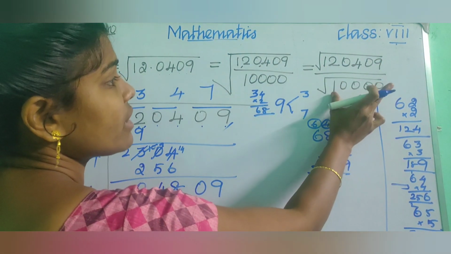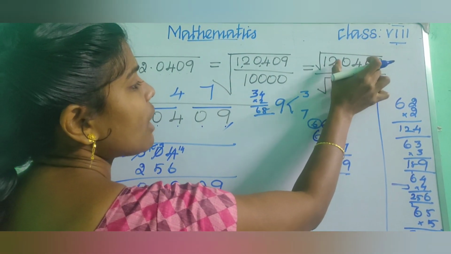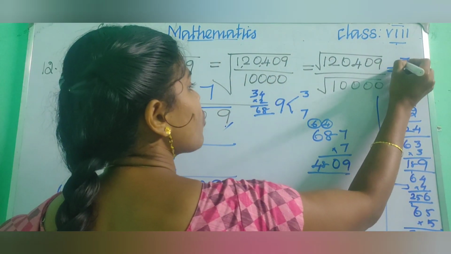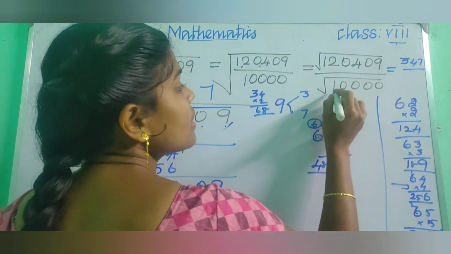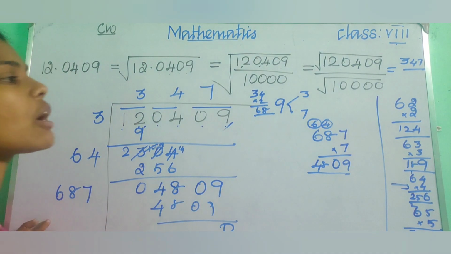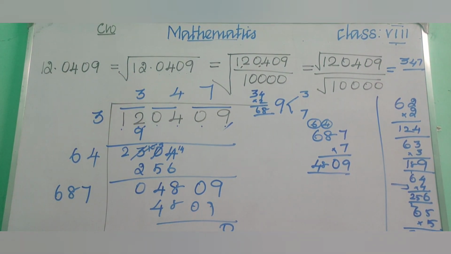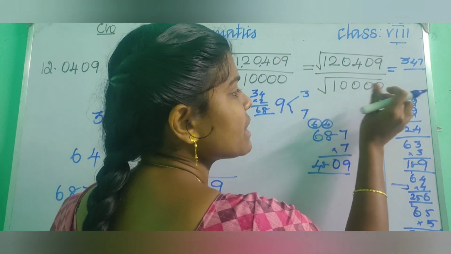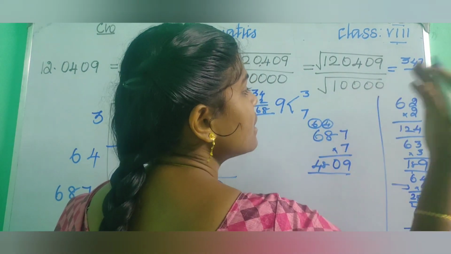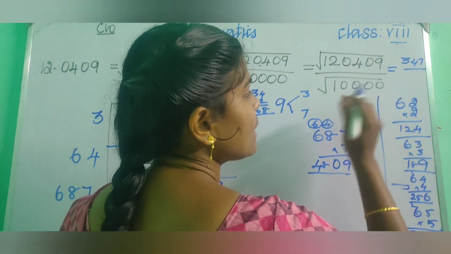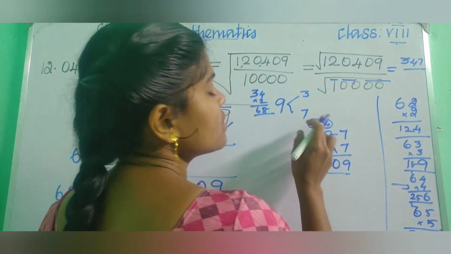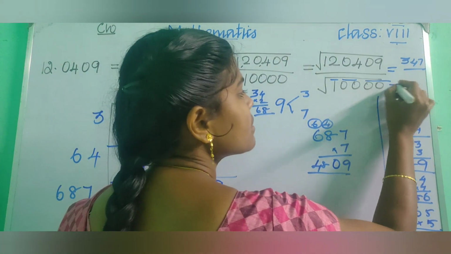So what are we having here? We just found this one, right? So we got the answer as 347. Now here we are having root of 10,000. So what will you get as the answer? See, if you are having zeros, the zeros will reduce, right? We need to put the bars from right to left. So put a bar here and then next and then next.